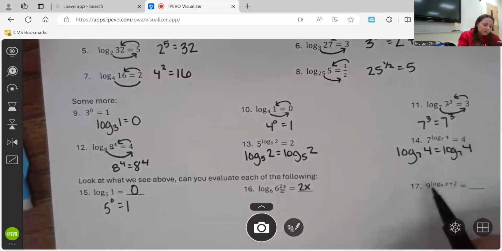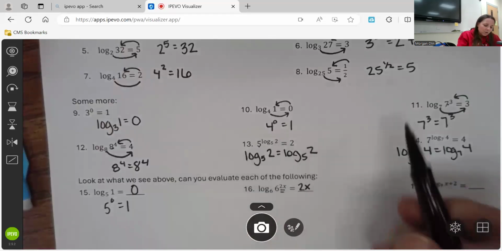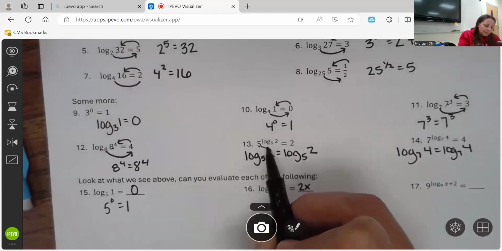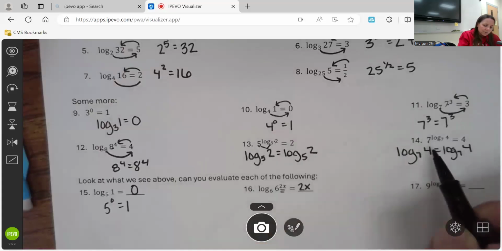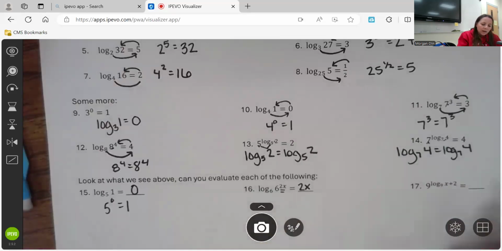And then right here, number 17 is like 13 and 14. You've got it raised, but do you recognize that these two bases are the same right here? Well, this is just going to come out and reduce to x plus 2. All right, so we introduced logs.